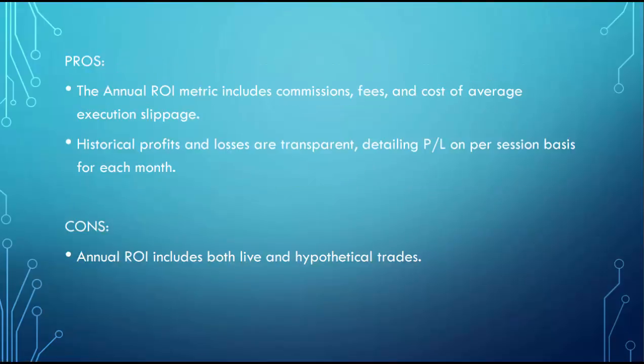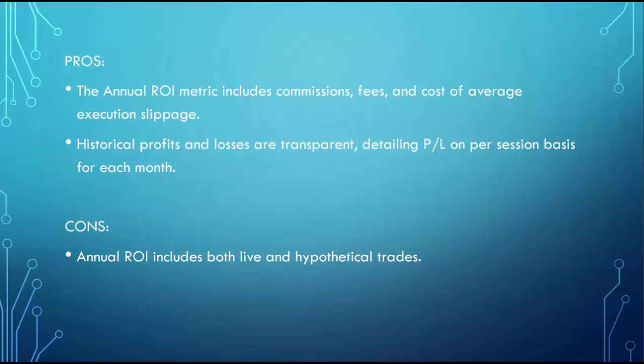Now let's go over a few pros and cons, starting with the pros. The annual ROI metric includes commissions, fees, and cost of average execution slippage. In other words, it takes into account net figures. Historical profits and losses are transparent. This means that you can get details on a per trade basis for each month for each system.